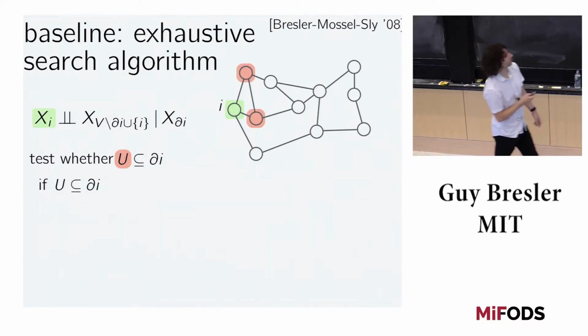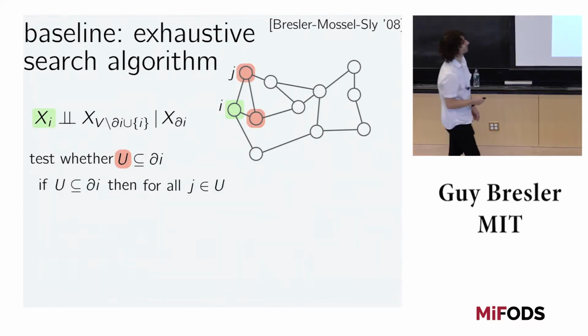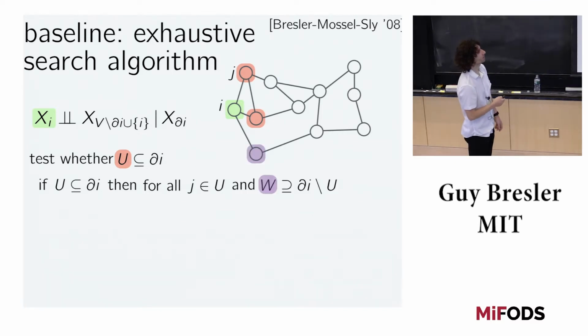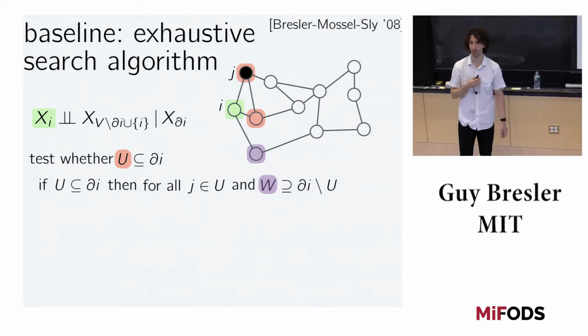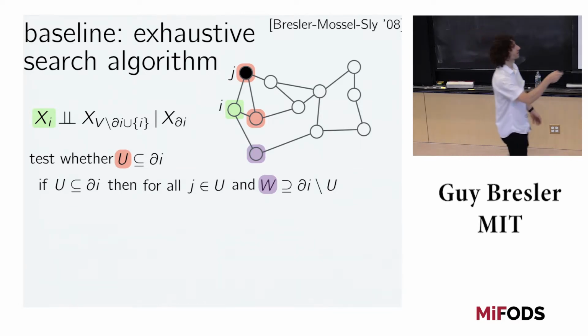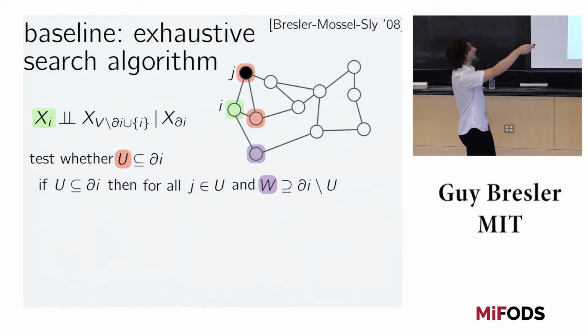Okay, now suppose that U is a subset. Then for every J in U and W that contains the rest of the neighbors, flipping the value at J, assuming the Markov random field is non-degenerate in a certain sense, should change the value at node I.